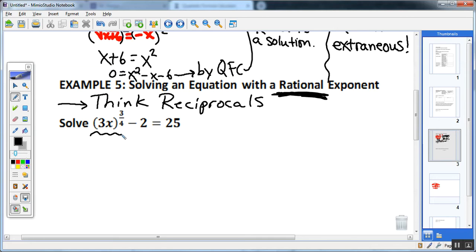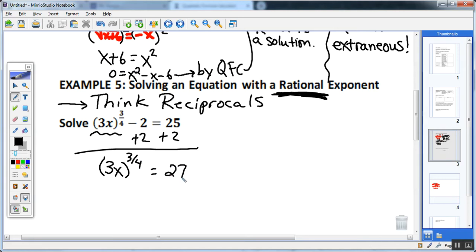Add how much? 2. We're going to get rid of this minus 2 here because this minus 2 has nothing to do with that power. The only thing we're taking to the 3/4 is what? Okay, so let's do that. Let's add 2 to both sides. Let's see what happens. We end up now with 3x to what power, kids? Equals what value?